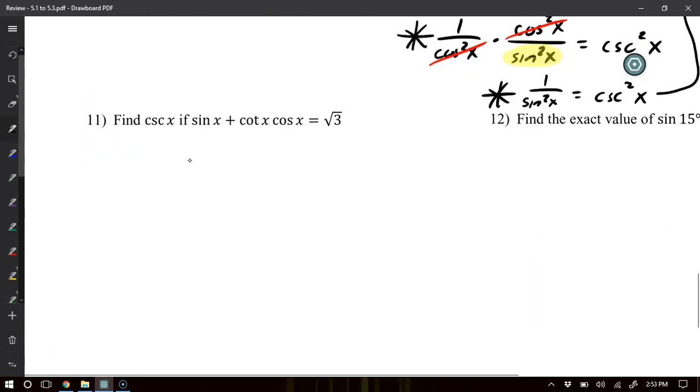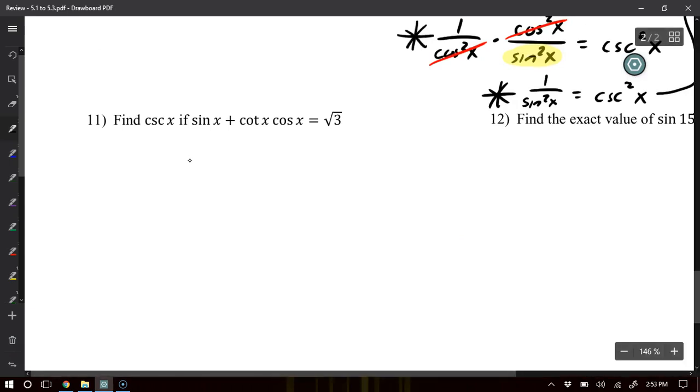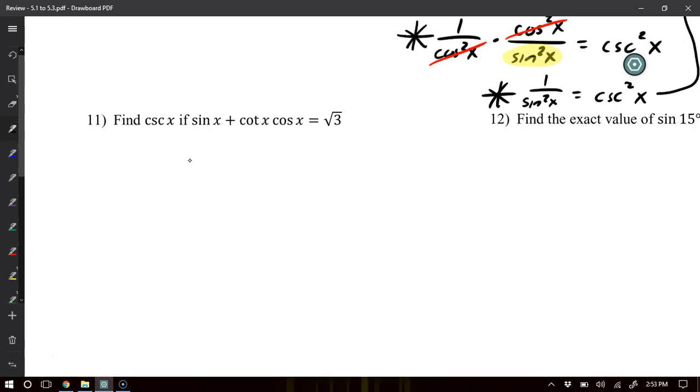All right, number 11. Find cosecant of x if sine of x plus cotangent of x times cosine of x equals radical 3.